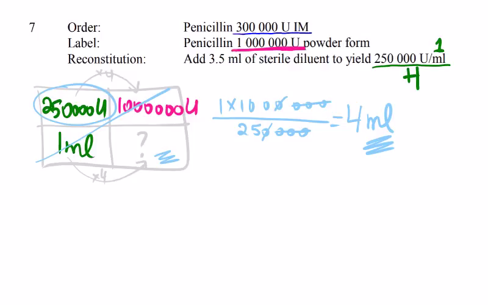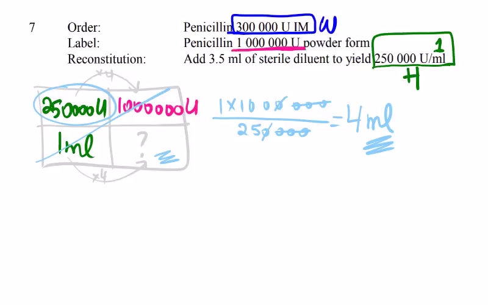Second part of the question now asks us to calculate the volume that is going to be injected. Well, that is about the patient. If you're going to administer the drug, we need that information. The order, 300,000 units intramuscularly, is what we want to give to the patient. The have is exactly the same, the ratio that contains the units and the milliliters.